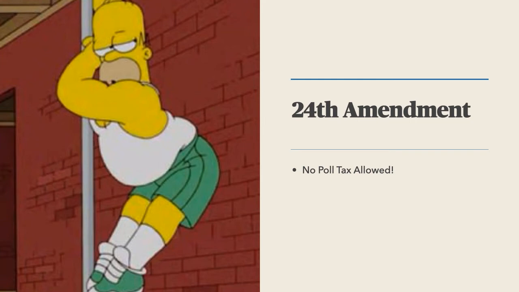But I couldn't really make that poll tax joke unless I found something that was just funny, not inappropriate for the picture. And you'd be surprised how easy it is to find a picture of Homer Simpson pole dancing. But 24th Amendment, that's it.